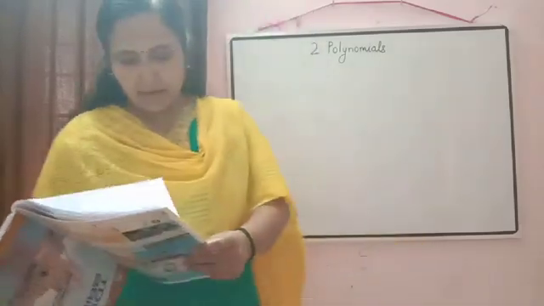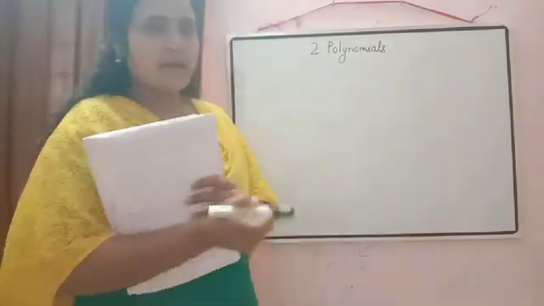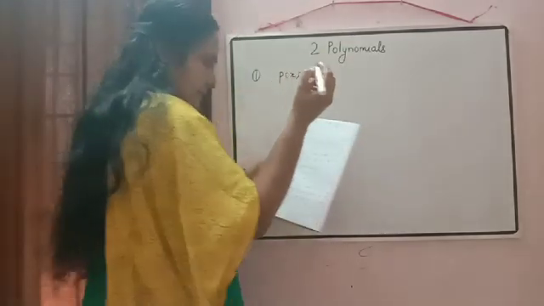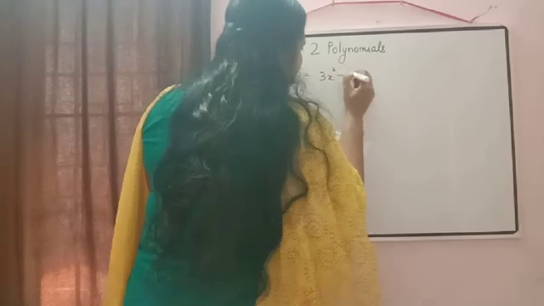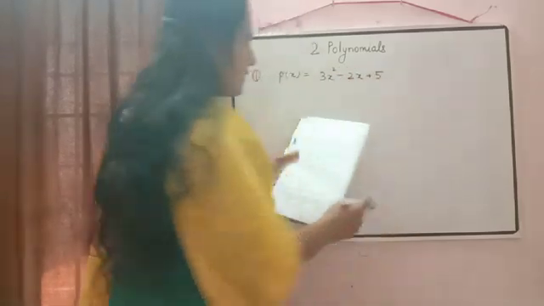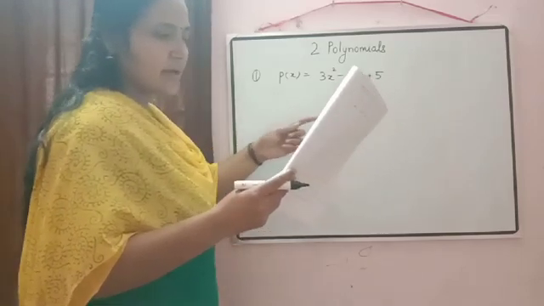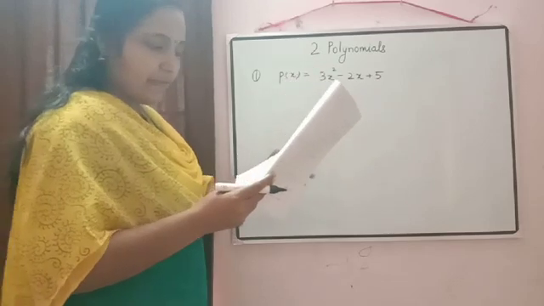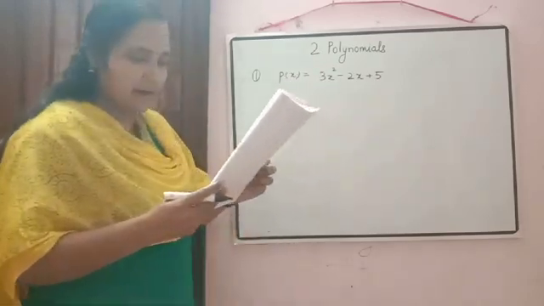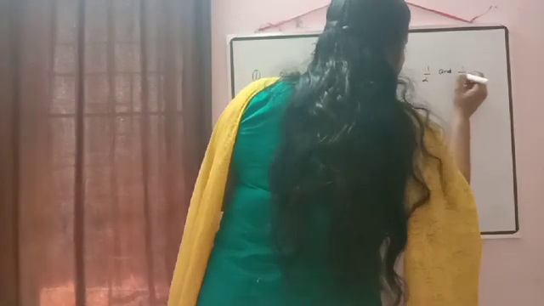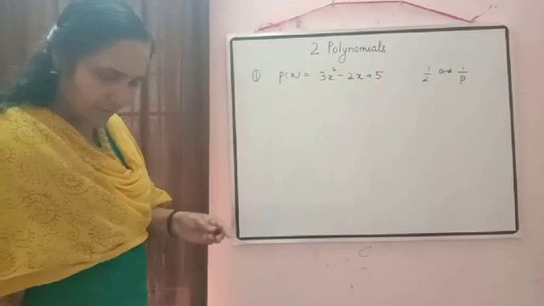If alpha and beta are the zeros of the polynomial p of x is equal to 3x square minus 2x plus 5, frame a polynomial whose zeros are 1 by alpha and 1 by beta.